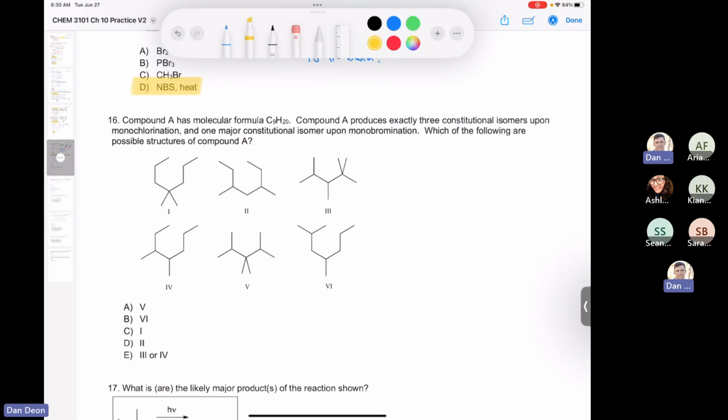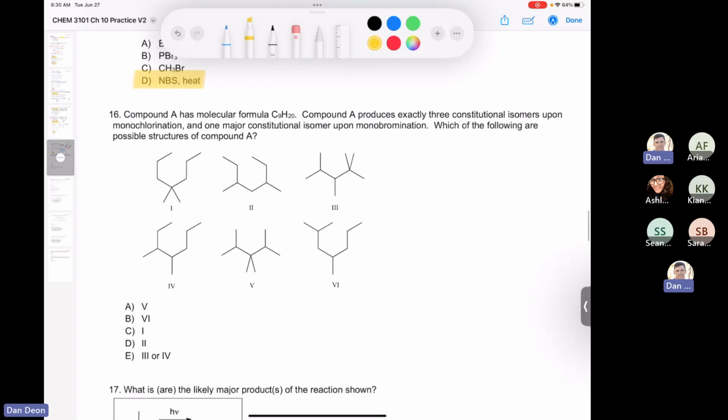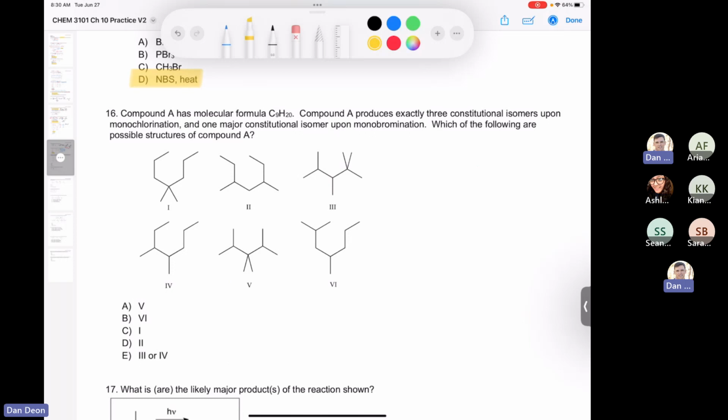Question number 16. Oh boy, it says compound A has a molecular formula C9H20. Compound A produces exactly 3 constitutional isomers upon monochlorination and 1 major constitutional isomer upon monobromination. Which of the following are the possible structures of A? Oh, good gravy. All right. So we're going to get 3 constitutional isomers from monochlorination. Let's do that part first.